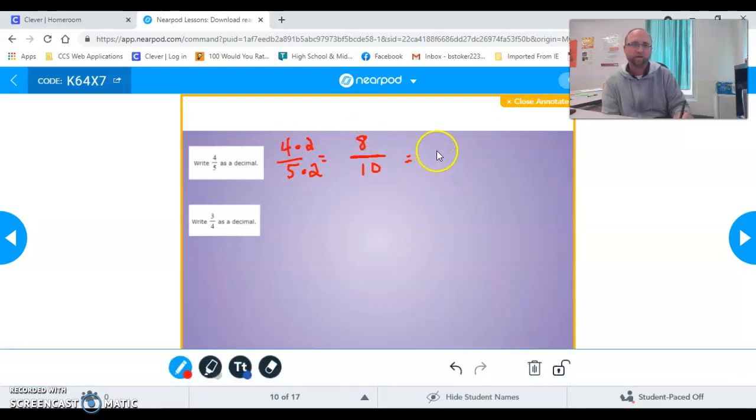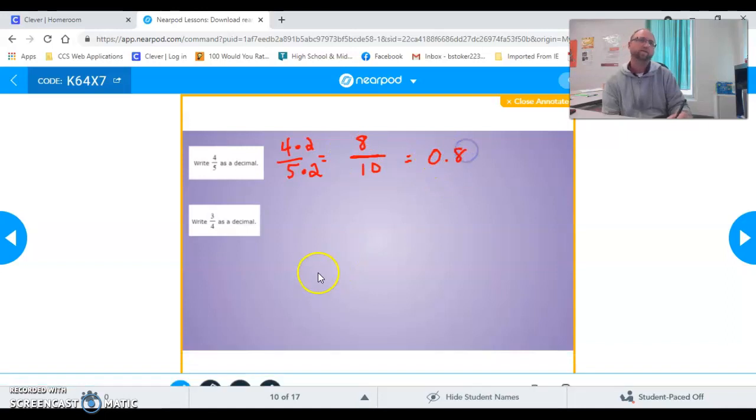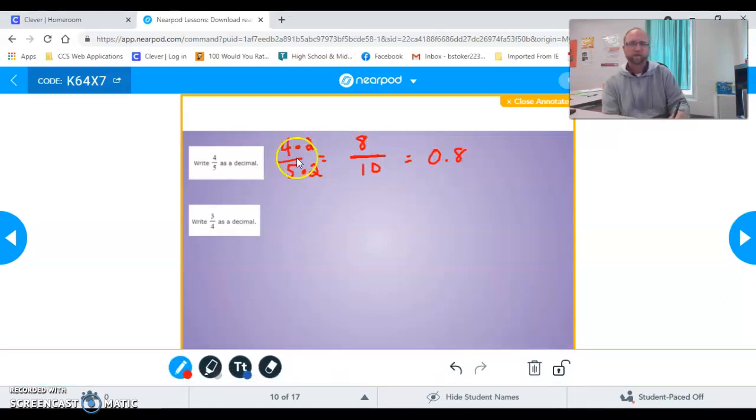which means I would have, again, 0.8. There's 8/10. Okay? Basically, anytime a fraction is over 5 and you want to find out its decimal representation, you just multiply the numerator by 2. You know 5 times 2 is 10, so whatever the numerator times 2 is, that's the decimal number.